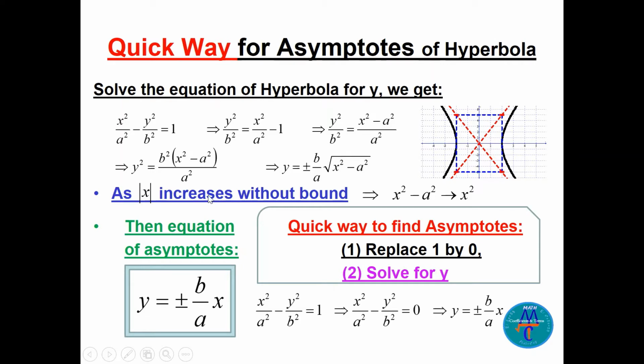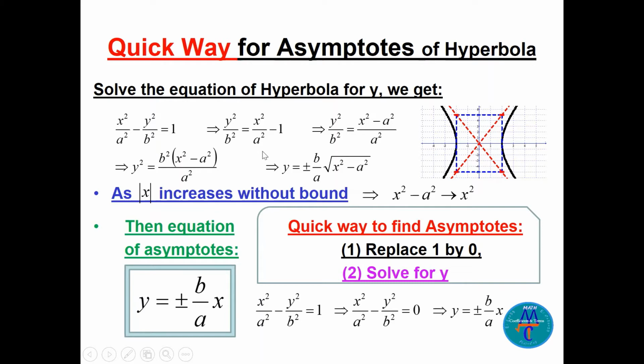If the absolute value of x increases without bound, goes to infinity, then x squared minus a squared is approximately x squared, because we are subtracting a little constant from a variable that goes to infinity. So instead of all this, we can have approximately x squared. Now, the square root of x squared will be the absolute value of x, since we have plus or minus. So y will be plus or minus b over a x. That will be the equation of the asymptotes.